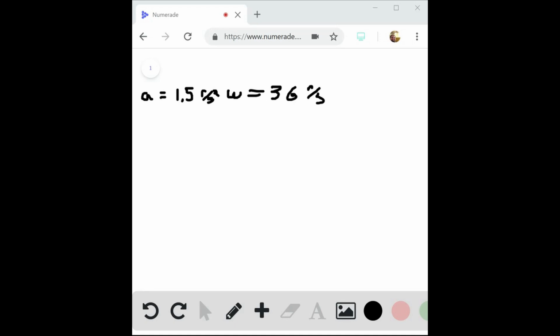Yeah, so we're looking at solving a question about angular acceleration. We have a rotating blade of a blender that turns with a constant angular acceleration of 1.5 radians per second squared. We're trying to figure out how long it takes to move from rest, so an angular velocity of 0, to an angular velocity of 36 radians per second.